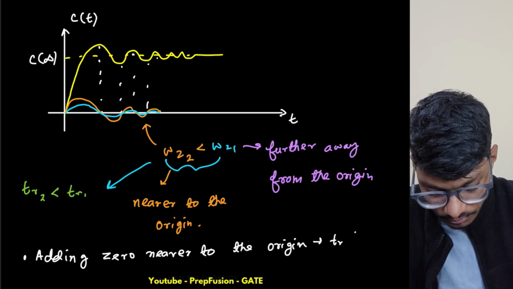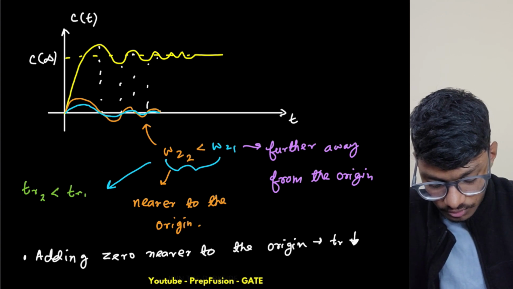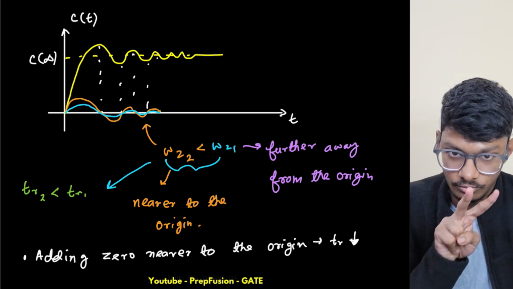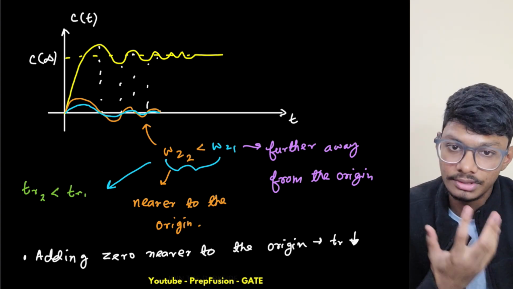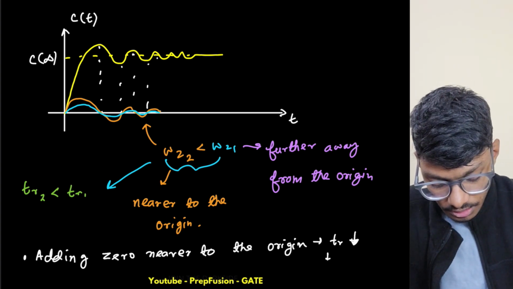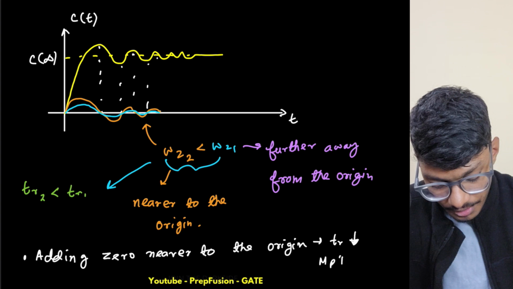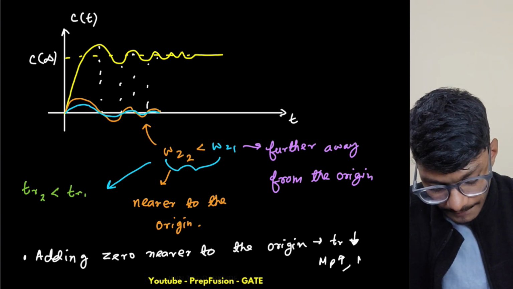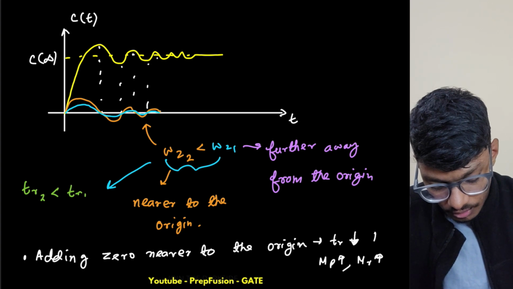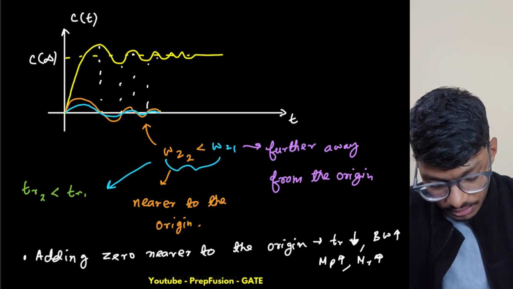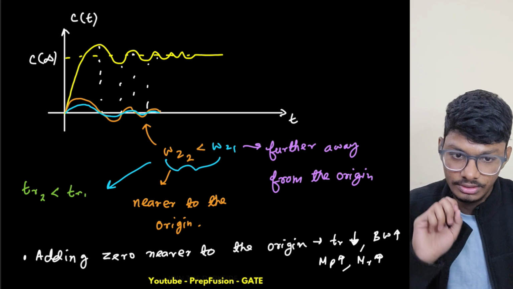Rise time reduces. Other things will obviously, if both of them are underdamped, then all these things will come into picture. My MP will increase, obviously MR will increase, and bandwidth will increase. So these things will increase.